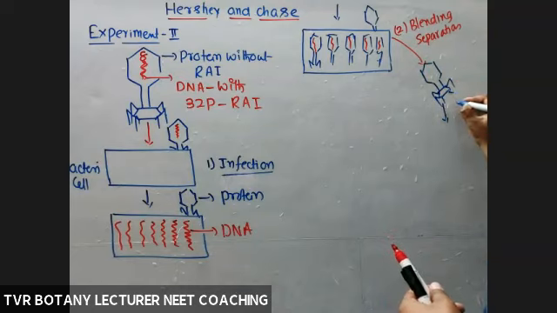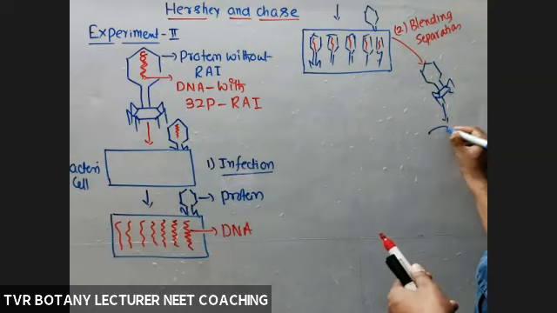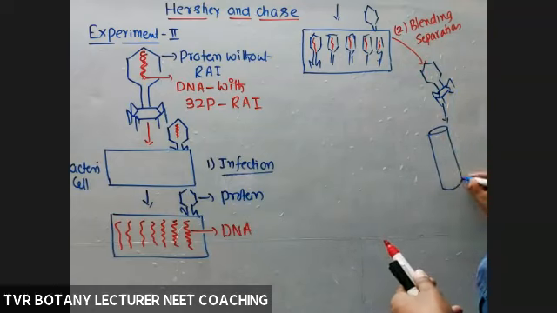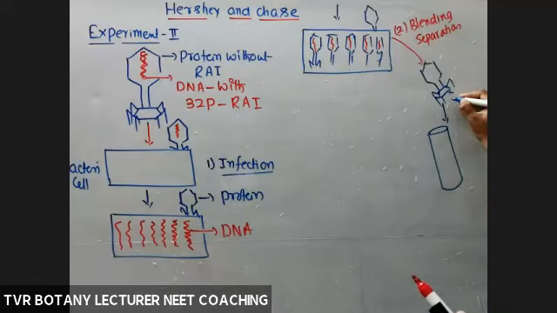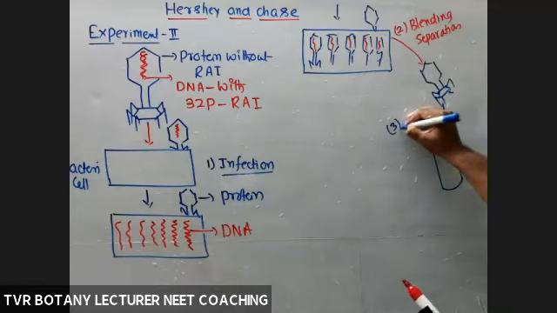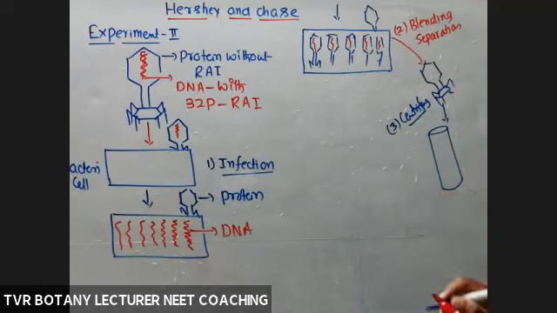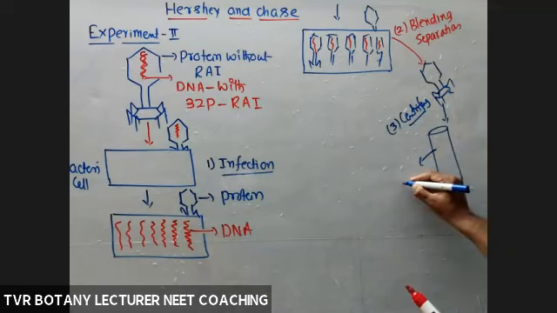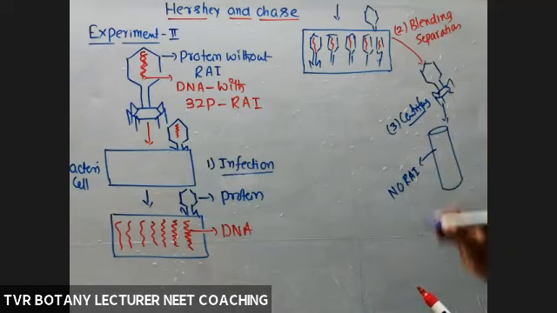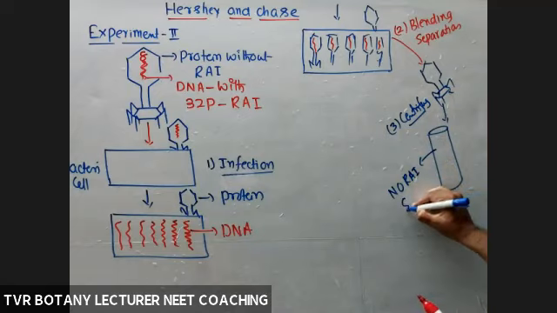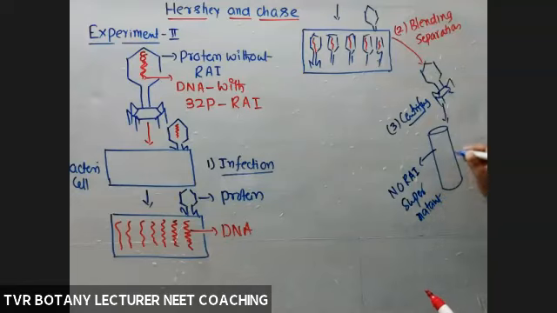Okay. Next, third step is centrifugation. Supernatant means uppermost liquid part. So in this supernatant, uppermost liquid part, no radioactive isotope, RAI, radioactive isotope in supernatant.